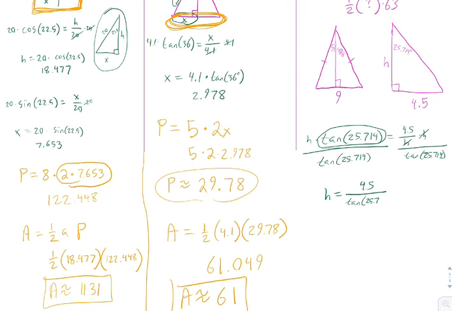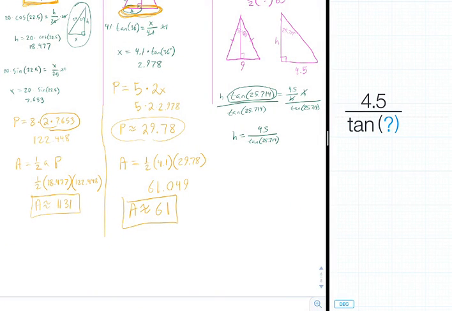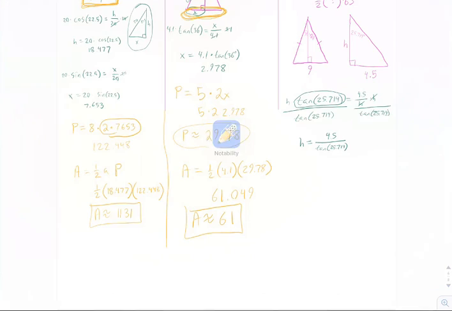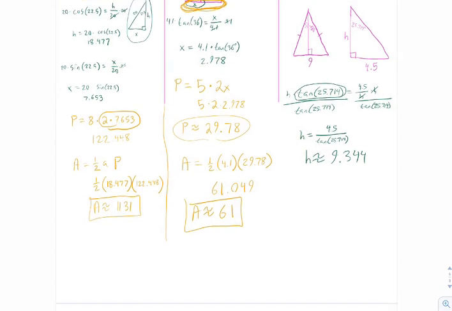So tangent of 25.714. Okay, so let's pull this over. We got 4.5 all divided by the tangent of 25.714. All right. Ooh, that's a decimal. Let's try that. There we go. So we got 9.344. Just double checking. Yeah. Okay, so that is our apothem.